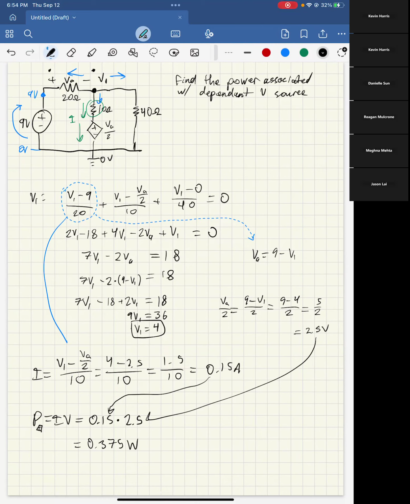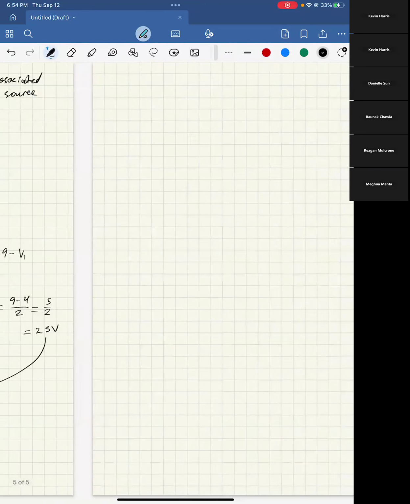Would you guys appreciate me going over the supernode question from the homework? Because that was just a pretty good question as an example for that. Or do you guys think you have that? I'll do it if you want. Yeah, could you go over it, please?